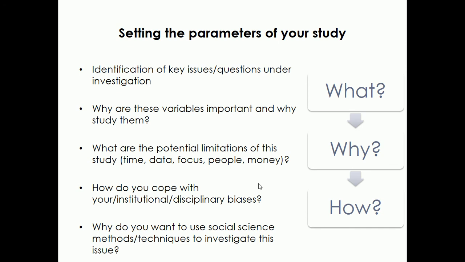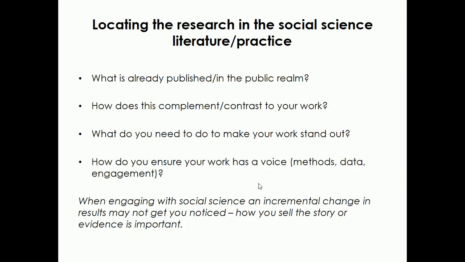We all know that research councils want these things in many journals. They're now looking for mixed methods approaches. But we shouldn't just do social sciences because we think it might tick a box. We have to think a bit more in detail about what value it will add to what we're doing. And within this, we have to really consider how we locate our research within the social science literature and practice.